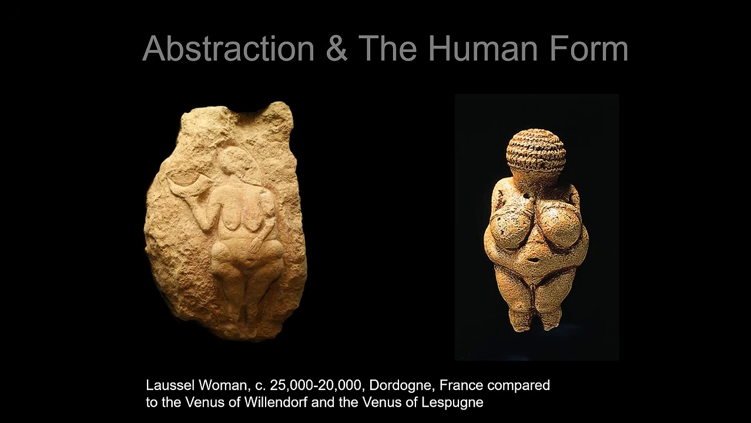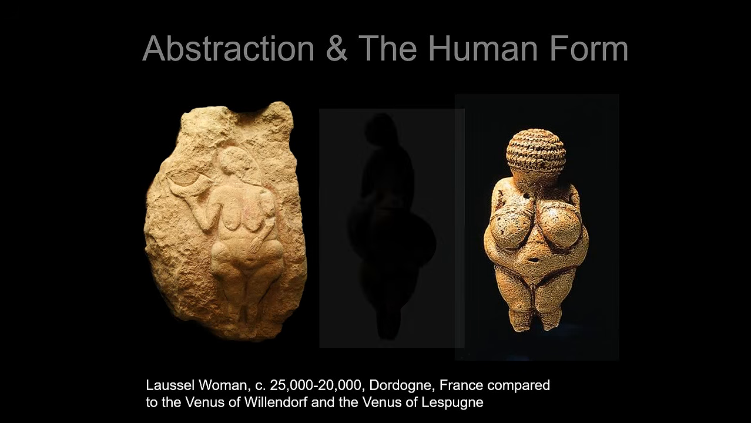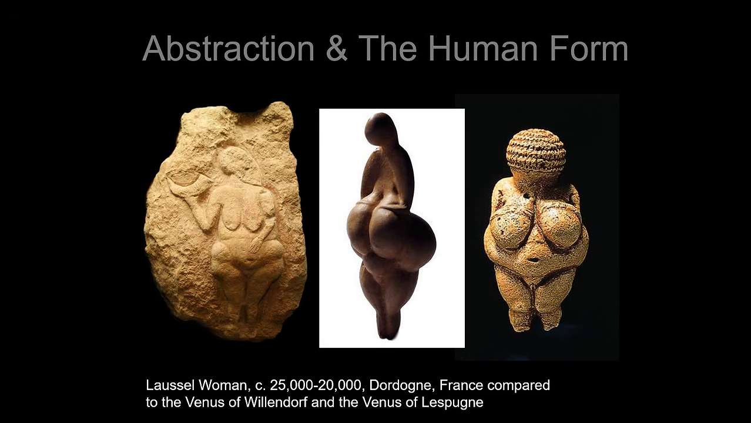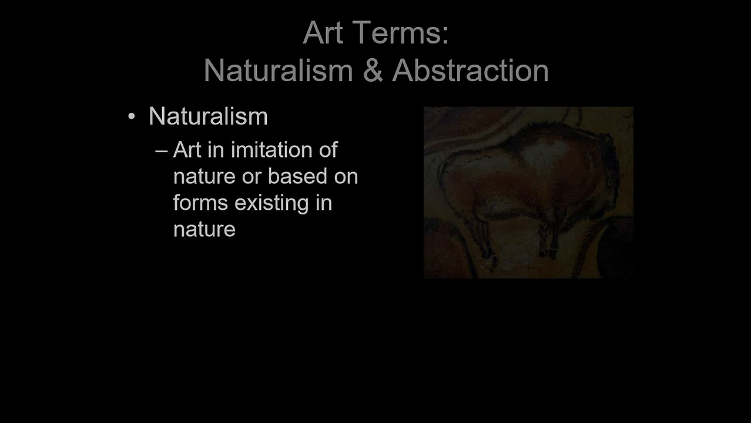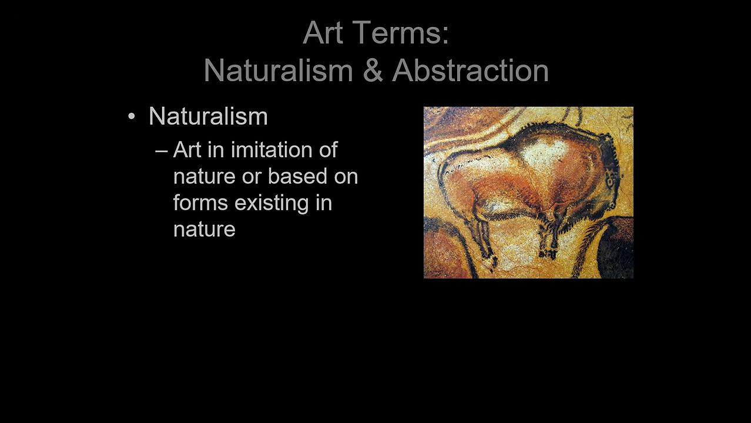When we look at them, here's the Laussel woman, here is the Venus of Willendorf. When we look at the Venus of Lespugue, you can tell that they're very abstract and very stylized. And here's where I need to introduce a couple of terms that we're going to be using a lot: naturalism and abstraction. Naturalism is any art in imitation of nature or based on forms existing in nature. You might call this realism. And what's interesting is that in the prehistoric period, we have art that's incomparably naturalistic for its time.